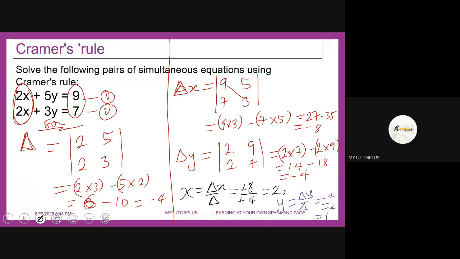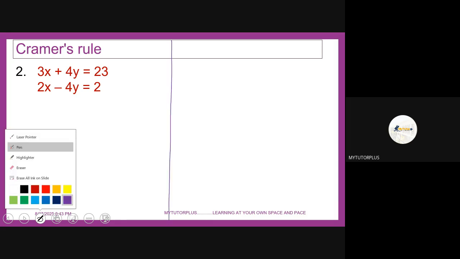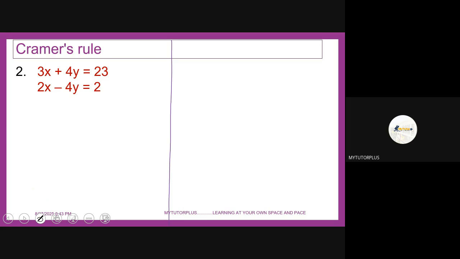Okay. So let's look at the next question. Let's try another question again. If I want to solve this one, also using Cramer's rule, as we have stated earlier, the first step is to get delta. There's some other procedure that I've skipped. Your answer will still be right. The first step is going to be for us to get delta.